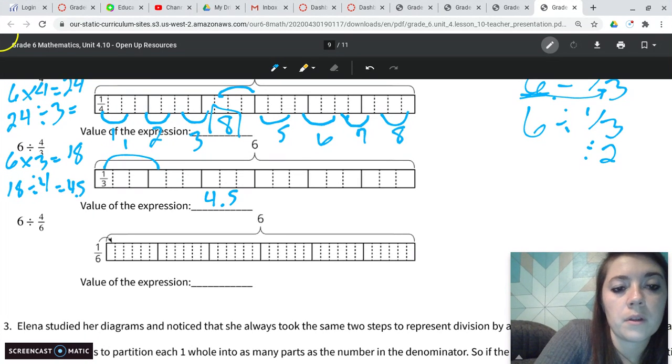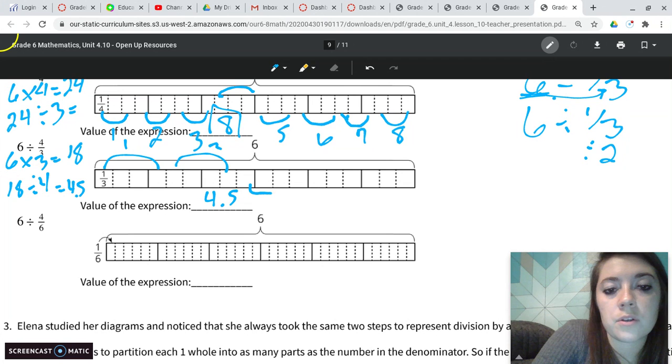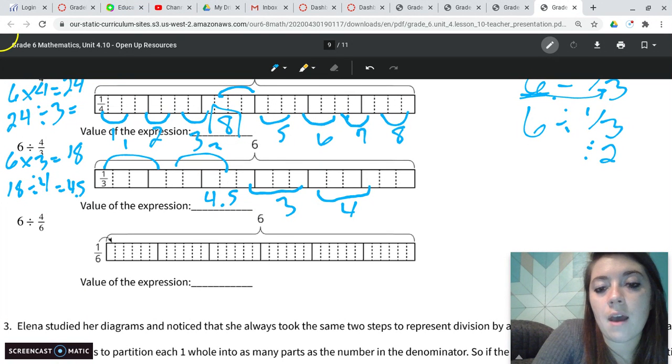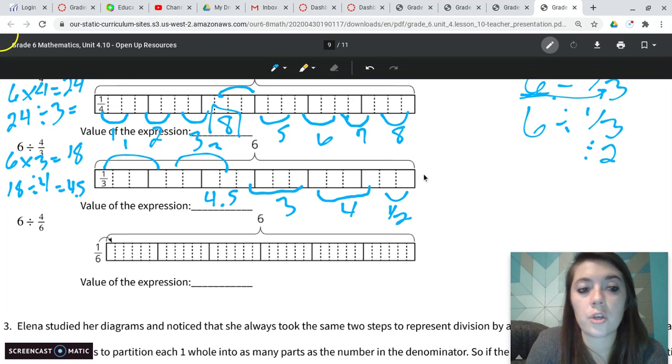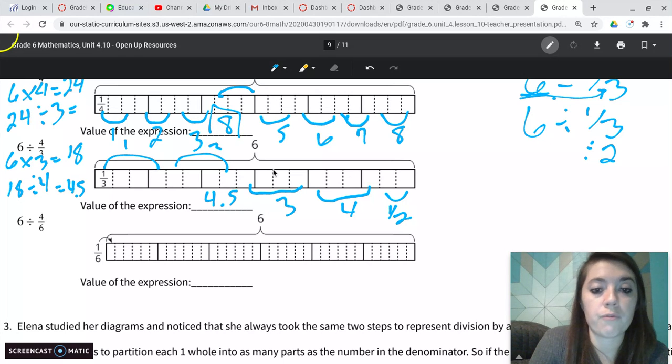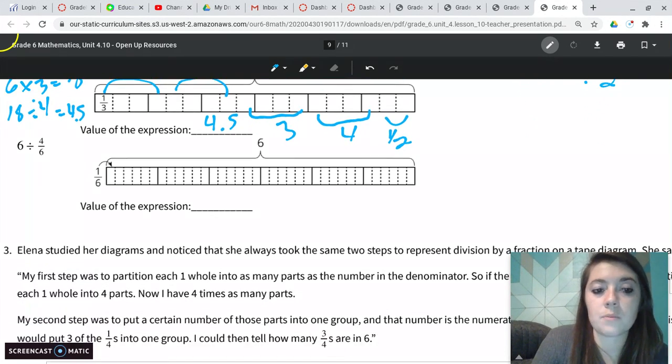There's one group. There's two groups. There's three groups. There's four groups. And then we have a half group because there's only two of the four that we need. So we have a half group. So 4 and a half, which is what we got. So it looks like it's working.